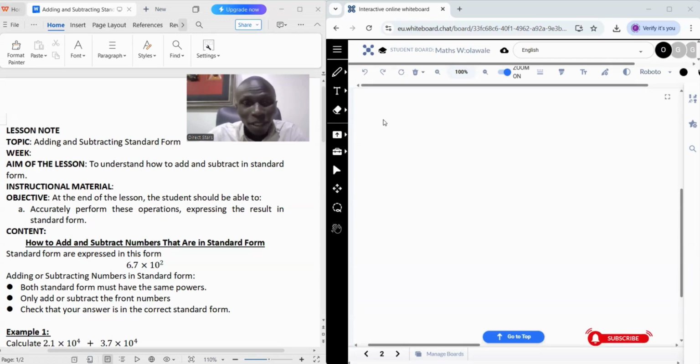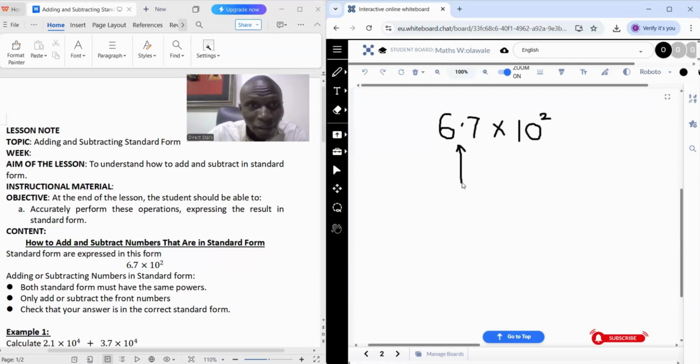So let's look at how to add and subtract numbers that are in standard form. You should recall from our last class that standard form is expressed in this form. We have 6.7 multiplied by 10 raised to the power of 2, where the 6.7 is known as the front number, and it's a number that is greater than or equal to 1, but less than 10. And we have this power. It can take a positive integer or a negative integer.